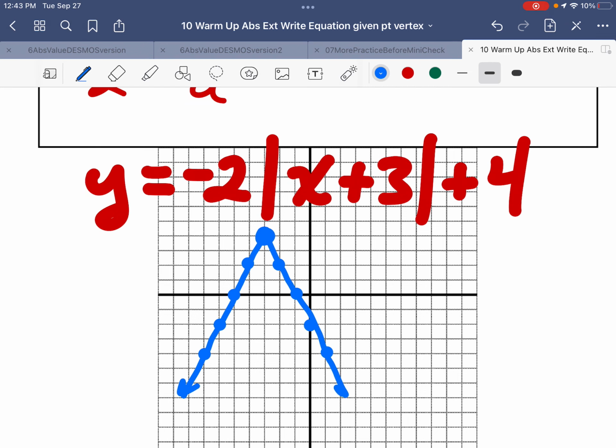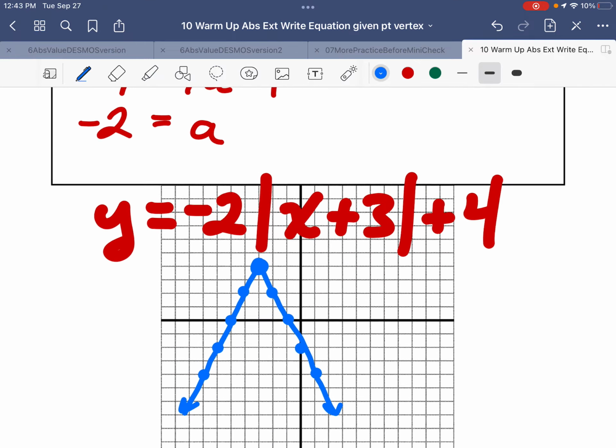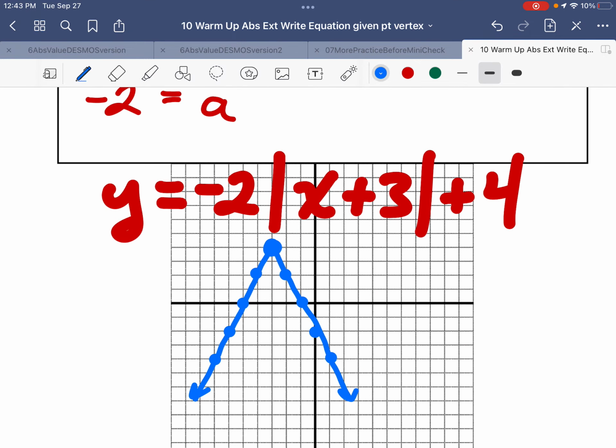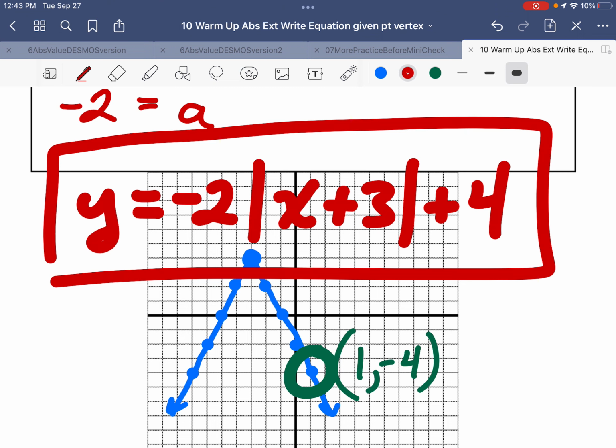We get the graph. Now, the cool thing about this graph is that it does pass through the point 1, -4. Do you see it? It passes through the point 1, -4, which is exactly how we designed it, which means that we are right. Again, my equation is all of these numbers filled in, and when I graph it, I can see that it is right.